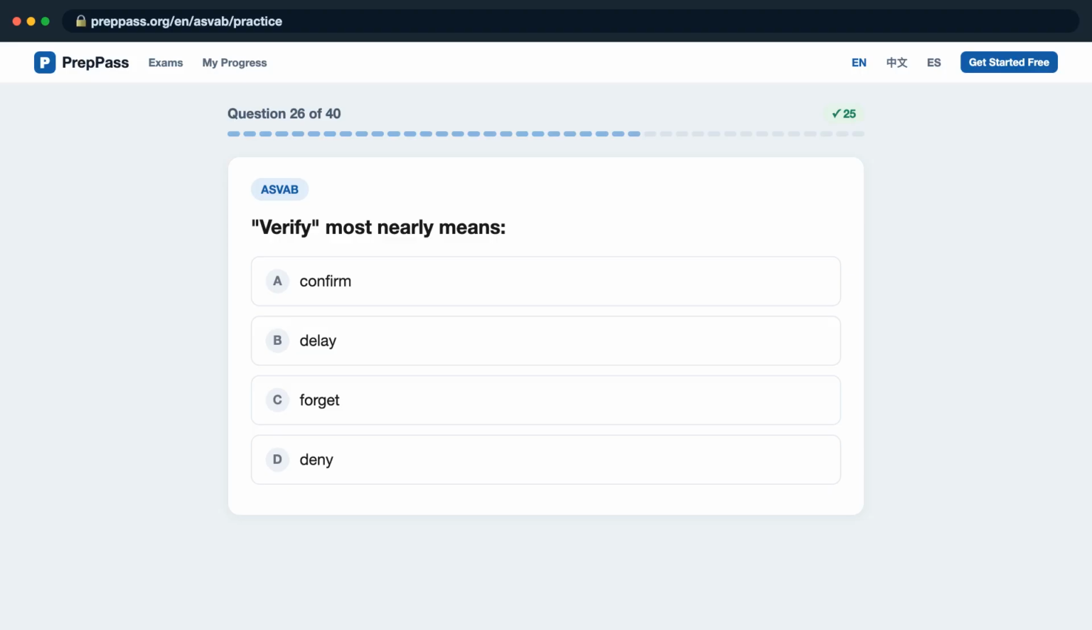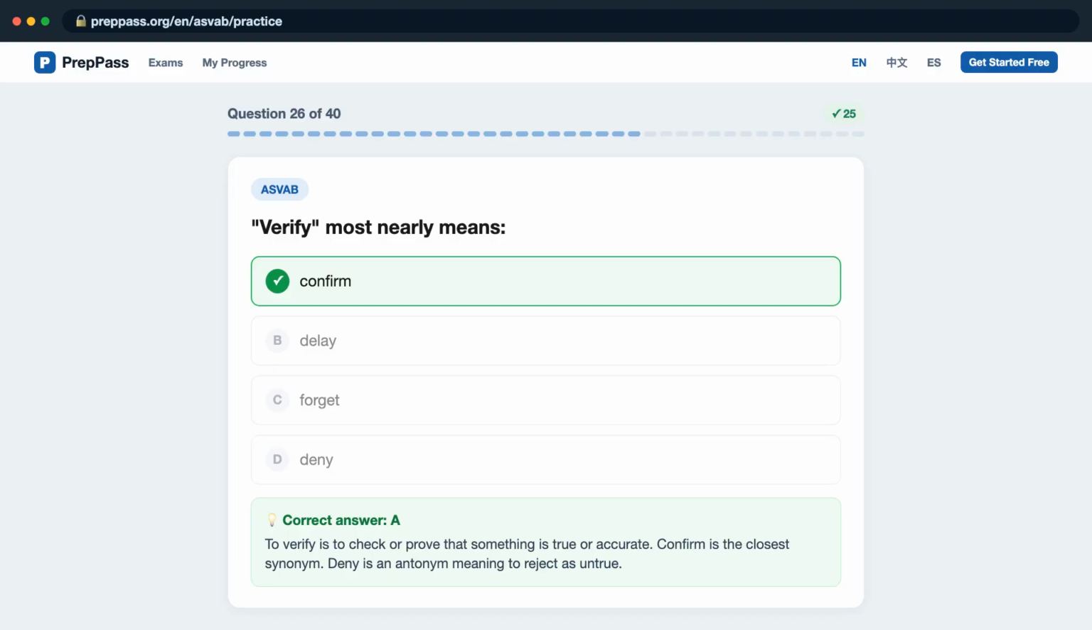Question 26. Verify most nearly means, is it A, confirm? B, delay? C, forget? D, deny? The correct answer is A. To verify is to check or prove that something is true or accurate. Confirm is the closest synonym. Deny is an antonym meaning to reject as untrue.